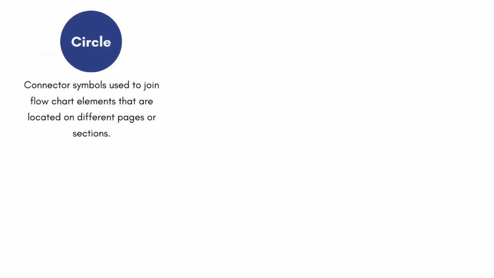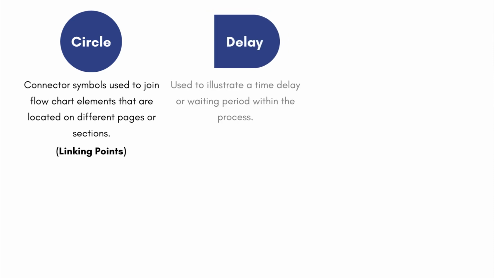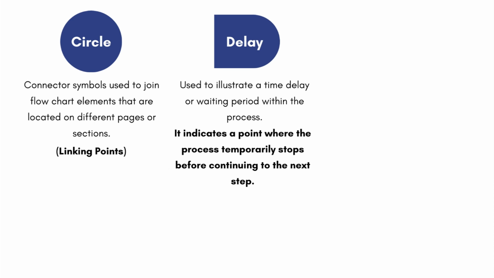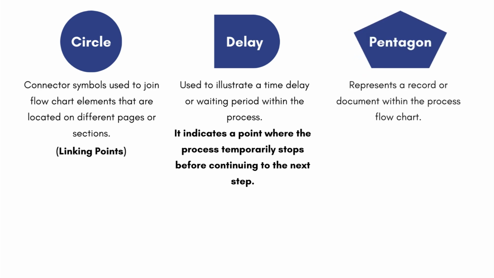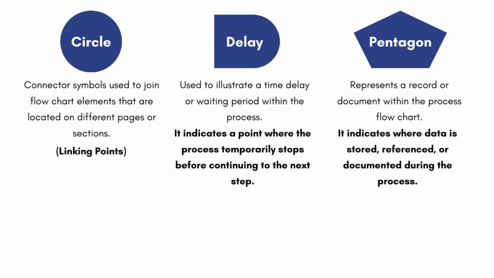Circles are connector symbols used to join flowchart elements that are located on different pages or sections. They serve as linking points to ensure continuity in complex flowcharts. The delay or half-moon symbol is used to illustrate a time delay or waiting period within the process. It indicates a point where the process temporarily stops before continuing to the next step. The document or pentagon symbol represents a record or document within the process flowchart. It indicates where data is stored, referenced, or documented during the process.